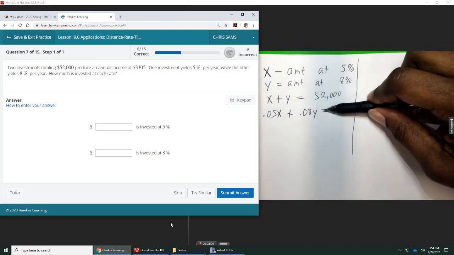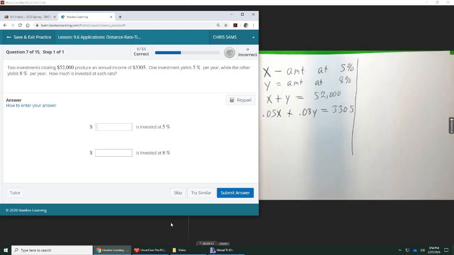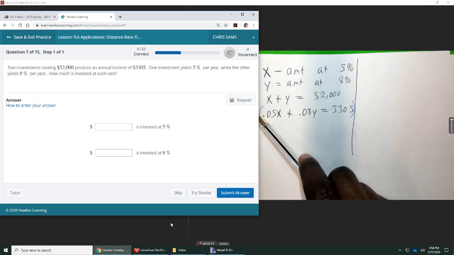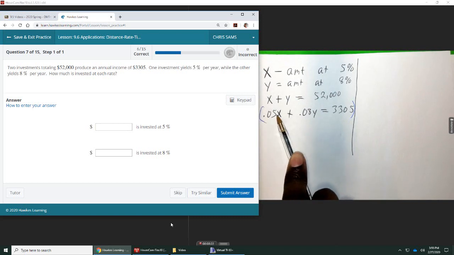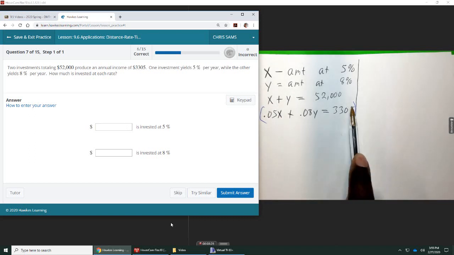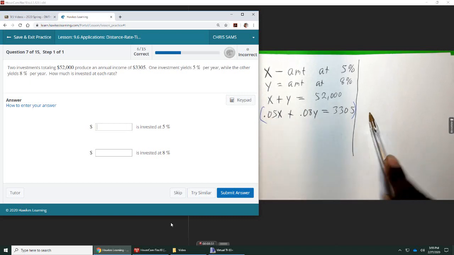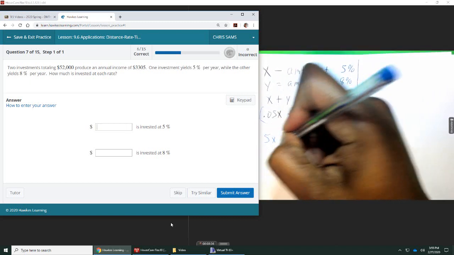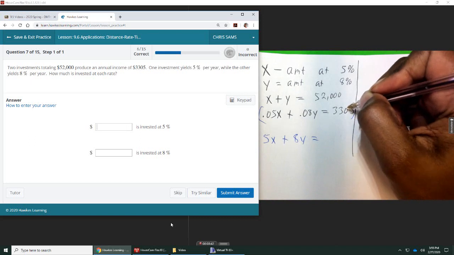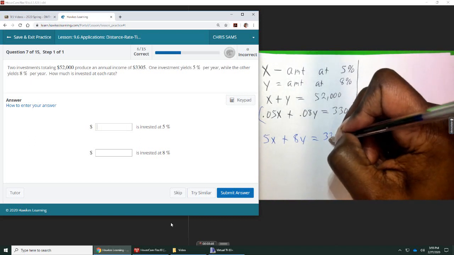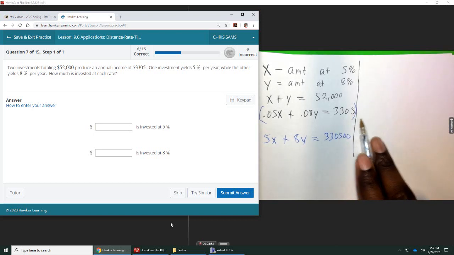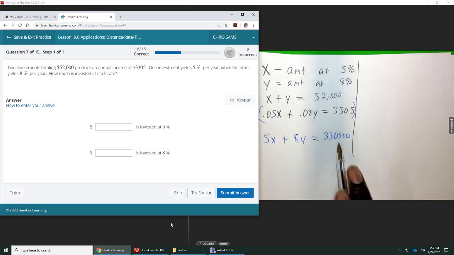To fix that, we're going to multiply this bottom equation by 100, and everything in this equation is going to get multiplied by 100. I know 100 because there are two places after the decimal, and for every zero, it moves the decimal place one place to the right. So multiplying by 100 gets rid of decimals, and this equation becomes 5x plus 8y equals, and you also have to multiply this by 100, so it becomes 330500. We add two zeros, which moves the decimal two places to the right. So this is the new equation.